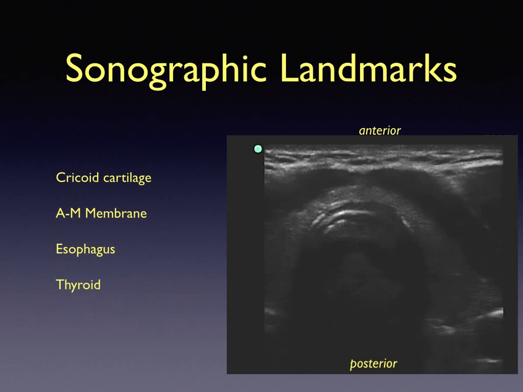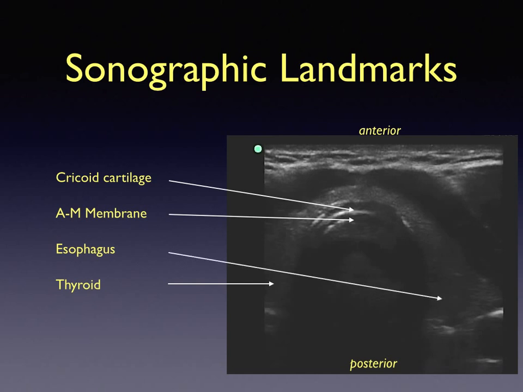This is the sonographic image of the previous slide in a transverse plane. The thyroid is a hypoechoic arch of tissue overlying the cricoid cartilage, which is represented in this image by a hyperechoic arch. The air mucosal membrane is a second hyperechoic arch posterior to the cricoid cartilage, representing the air-filled tracheal lumen. The esophagus lies posterior and to the left of the trachea.